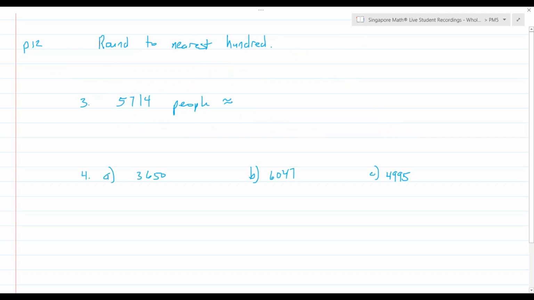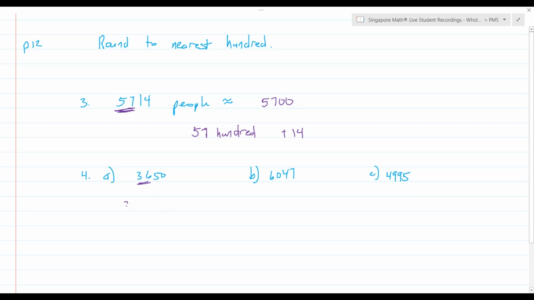The next part of that page asks us to round to the nearest hundred. So let's think about hundreds. This is 5,700 and 14 more. Since a half of 100 is 50, I've not gone more than half yet. I'm still closer to the 5,700 than I am to the 5,800. Again, I'd encourage you to pause the recording, write your answers down, and just check with the ones that I write down and see if you have the same things.